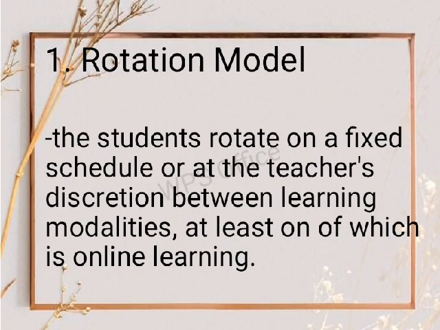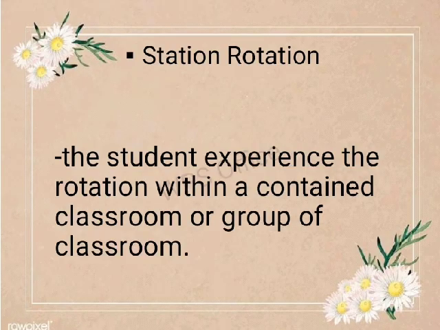What is the rotation model? In this model, the students rotate on a fixed schedule or at the teacher's discretion between learning modalities, at least one of which is online learning. These activities may include small group or full class instruction, group projects, individual coaching, and pencil and paper assignments. In this model, learning of the students mostly takes place on a brick and mortar campus except for any homework assignment. So there are four submodels under this rotation model. The first submodel under this rotation is station rotation.